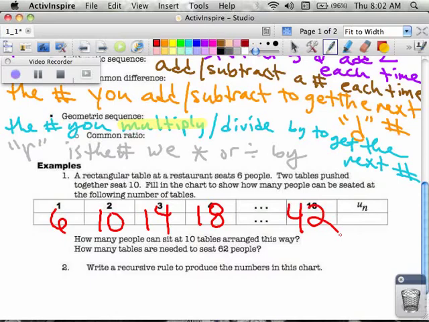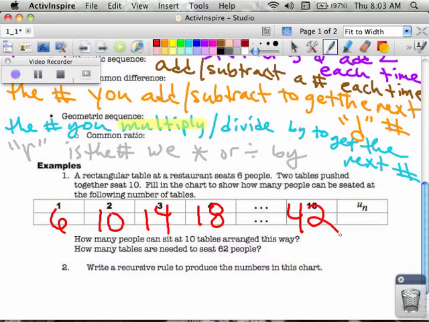Now this is a good way to find the answer. I'm going to show you a much better way, because what if they said 1,000 tables? That's going to be kind of annoying to hit that button 1,000 times. So that's what math people do, is they find ways to make things more efficient. Sometimes just doing a quick enter, enter, enter on your calculator is the most efficient. Use that way. Sometimes an equation is much better.